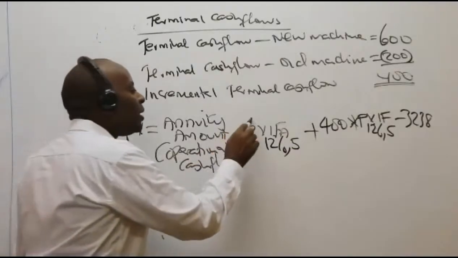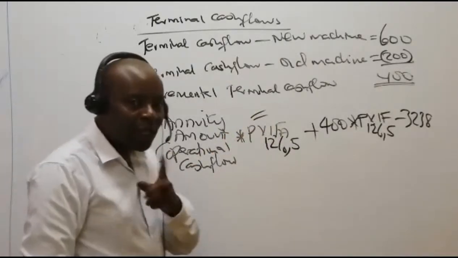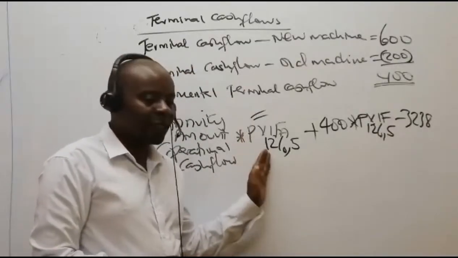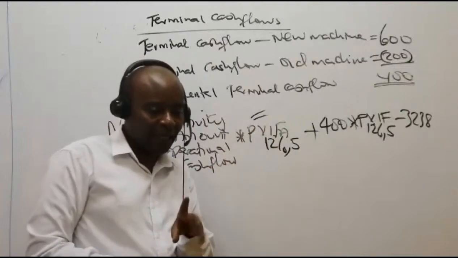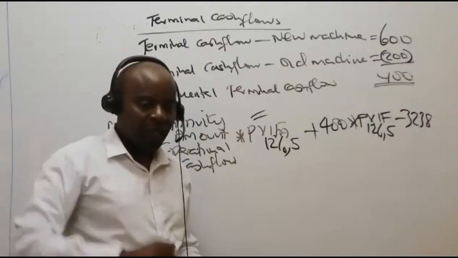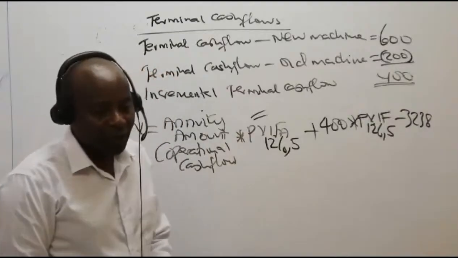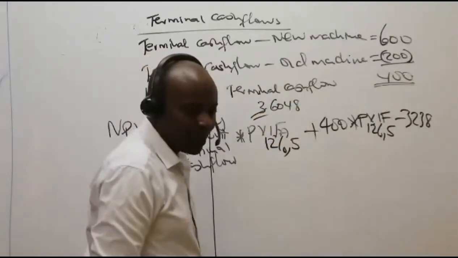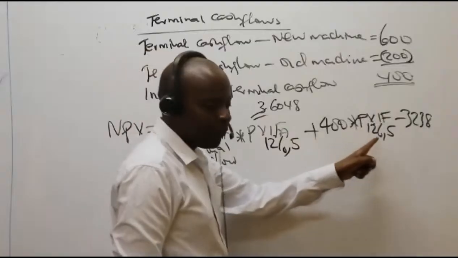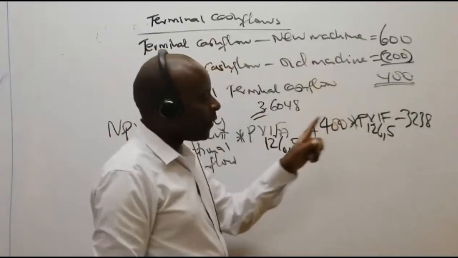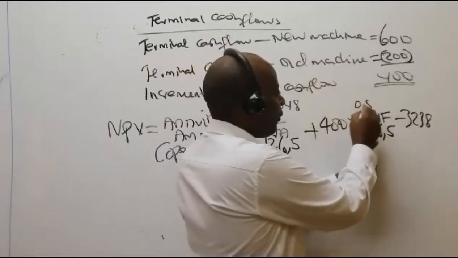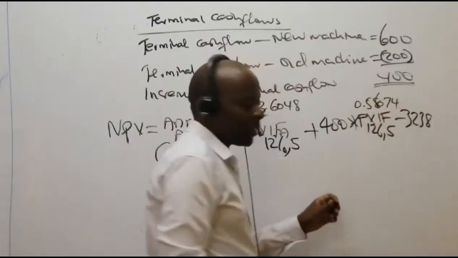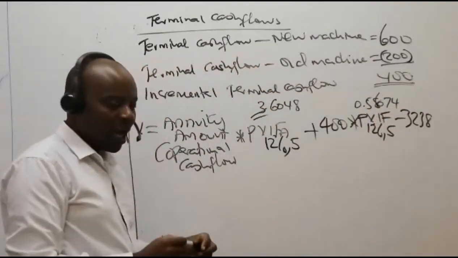Before I write this, I know you great students of mine have got tables. I want you to go to an annuity table and read for me the PV for 12%, 5 years. Don't use the formula. From the annuity table it is 3.6048. How about PVF, for the lump sums? For the lump sums table, 12%, 5 years, it is 0.5674.